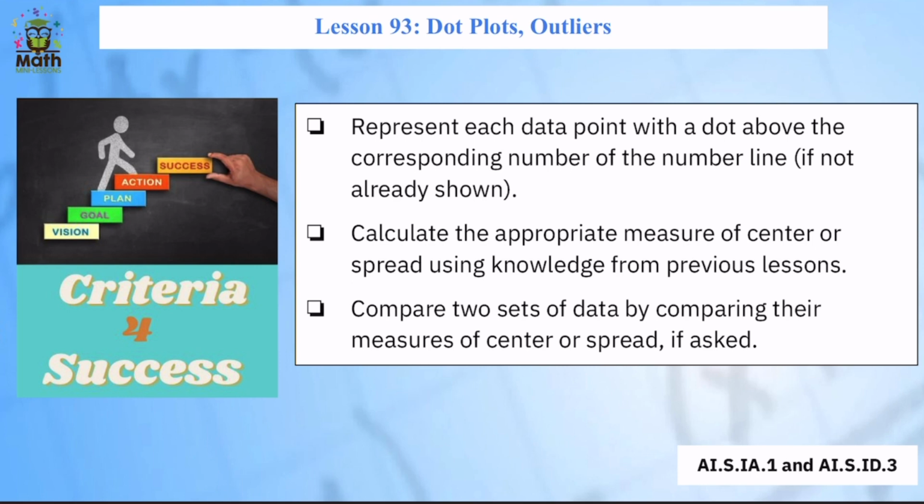Watch as I'm discussing and modeling that we represent each data point with a dot above the corresponding number on the number line. That we can calculate the appropriate measure of center. So just knowing mean, median versus mode, everything we talked about in the last lesson, and if possible, compare the two data sets using the center, the measure of center, or the spread.